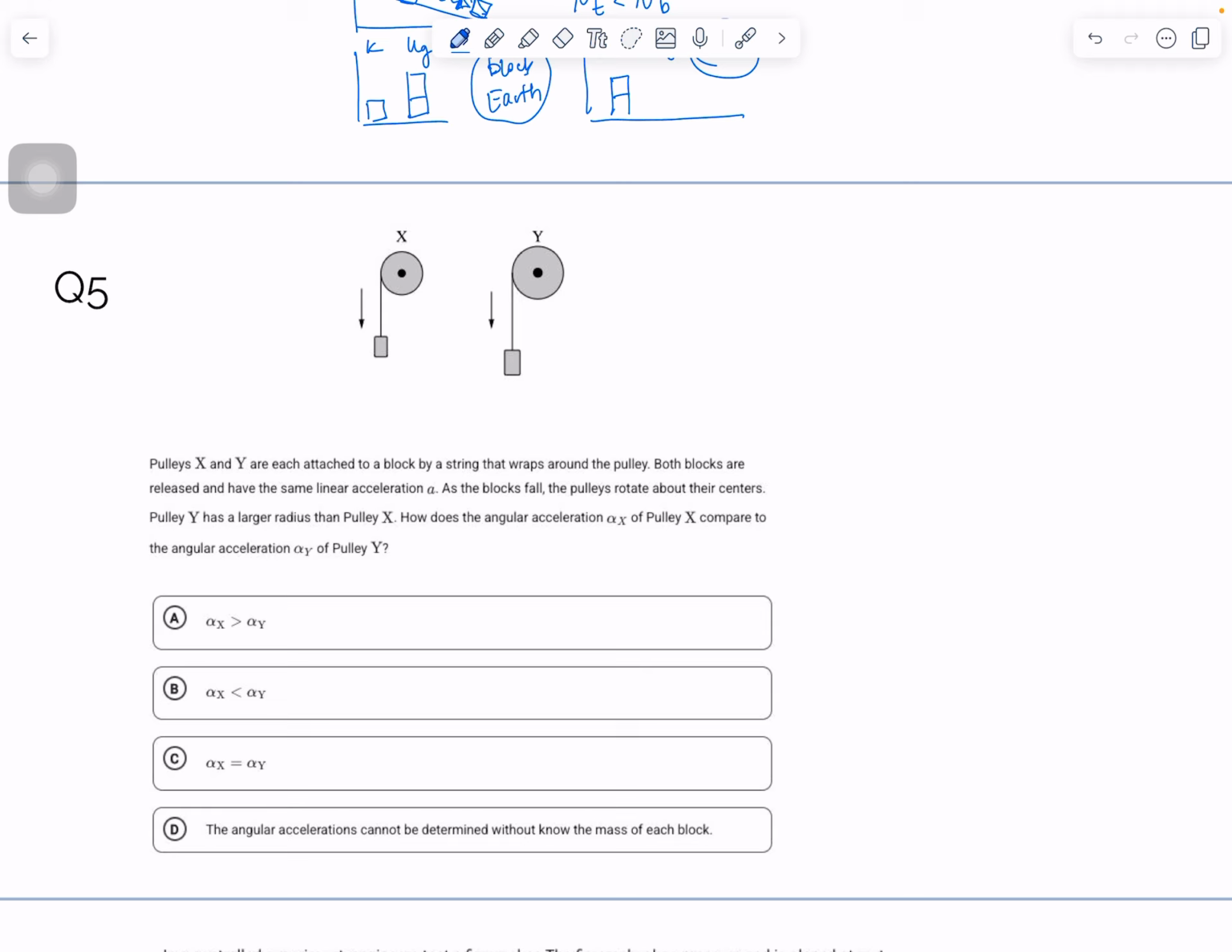All right, so again, this is how I would write it out. I've got AX is equal to alpha X RX. And then I've got AY is equal to alpha Y RY. These are equal, but this is bigger, which means that alpha Y has to be smaller compared to the top. So I know that alpha X is greater than alpha Y, okay?